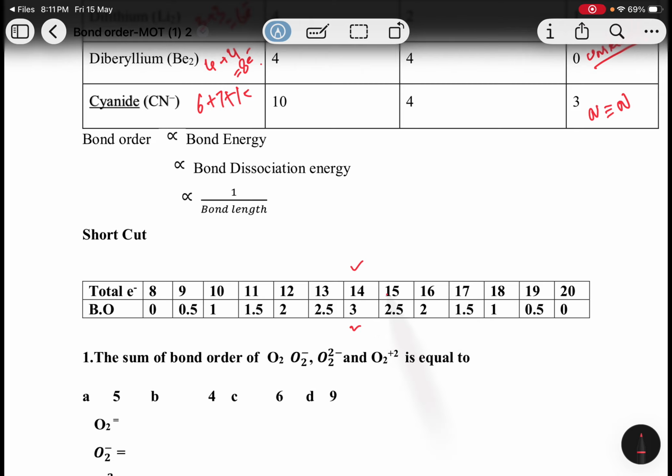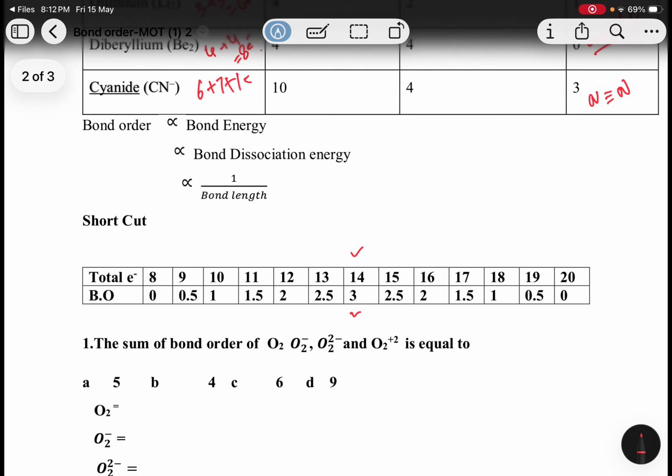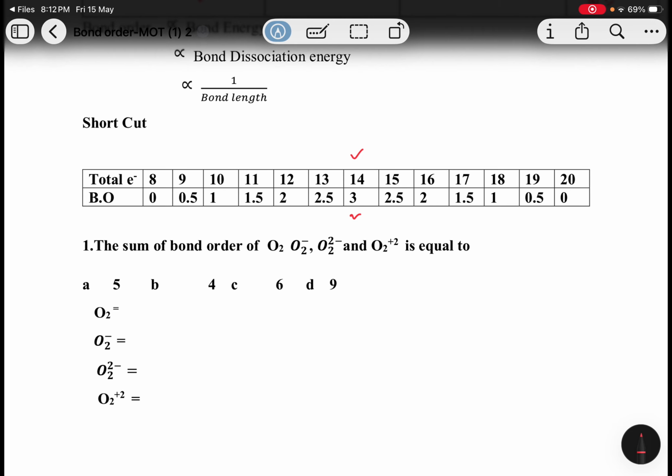Here electrons increase by 1: 14 electrons, 15, 16, 17, 18, 19, 20. This side 13, 12, 11, 10, 9, 8 like this. Here bond order is decreased by 0.5 on this side and this side. So here 3, 2.5, 2, 1.5, 1, 0.5, 0. In competitive examinations, this table is very useful for questions asking the bond length and bond order for different examples, and you can calculate the answer within a fraction of seconds.